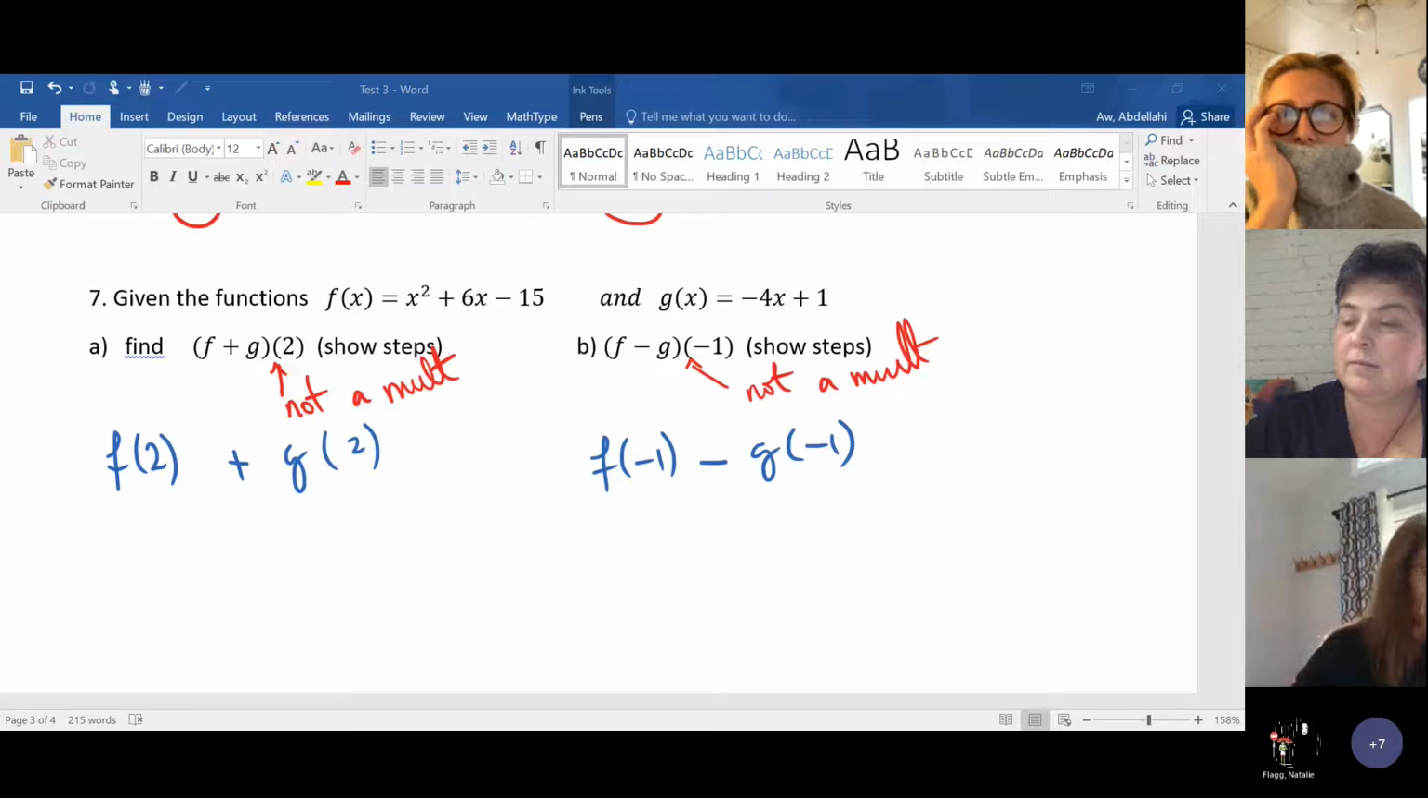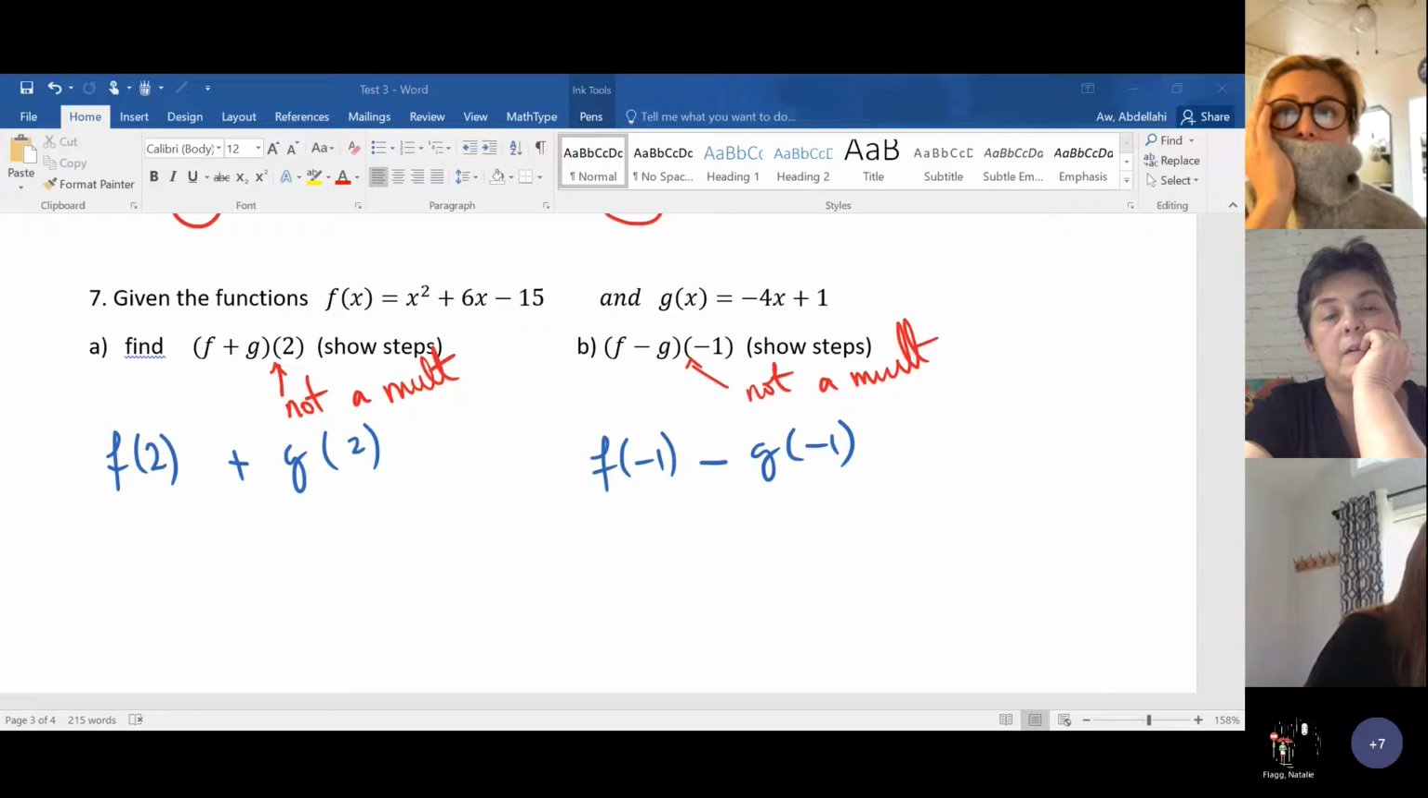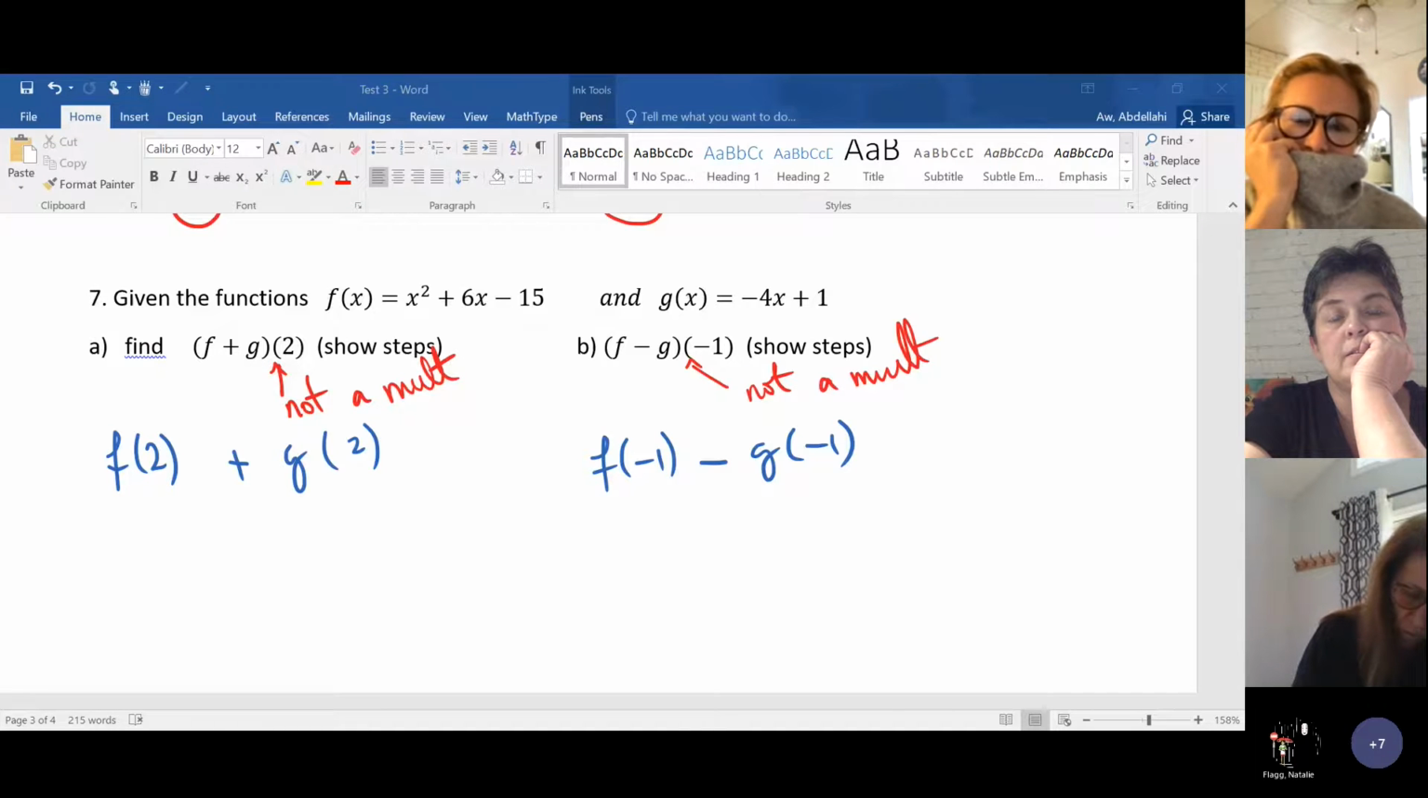So please don't overdo it. It's not a multiplication at all. And I think in the past test, a lot of people lost a lot of points here. I wasn't expecting that. So try to avoid that come final exam.